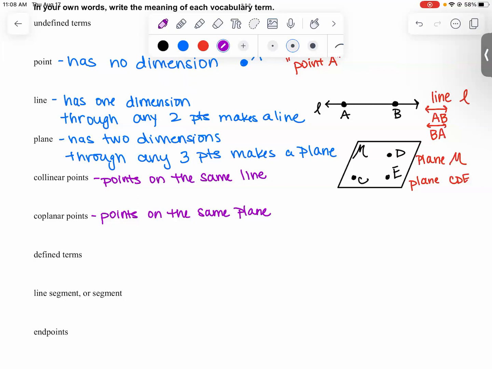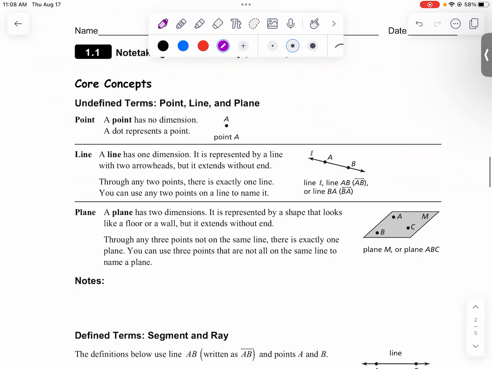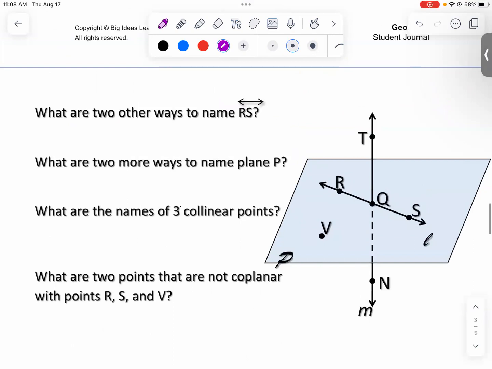So what I'm going to have you do, keep this open, but also turn in your folder to page 1. We're coming back to that journal, so keep it open. But since we've talked about all this, let's talk about this picture right here. I want you to help me out. I want to know 2 other ways to name what sort of geometry figure we are talking about here?